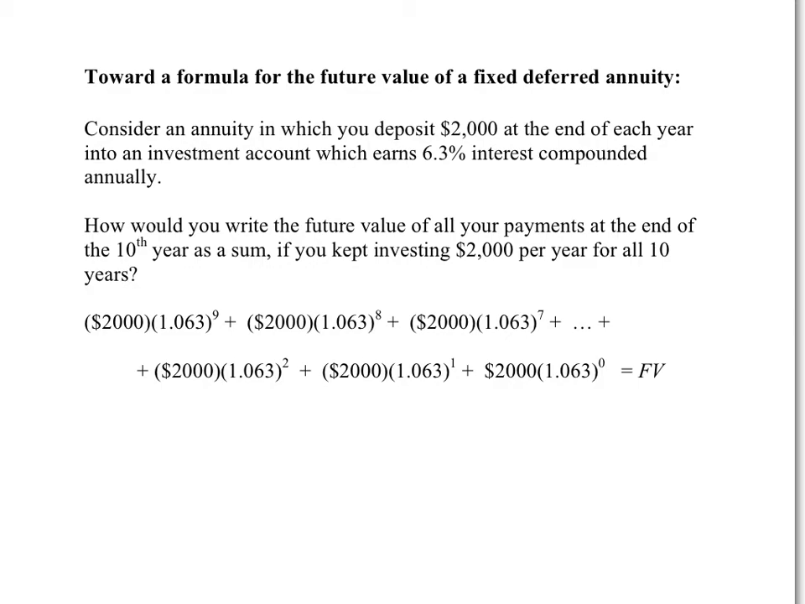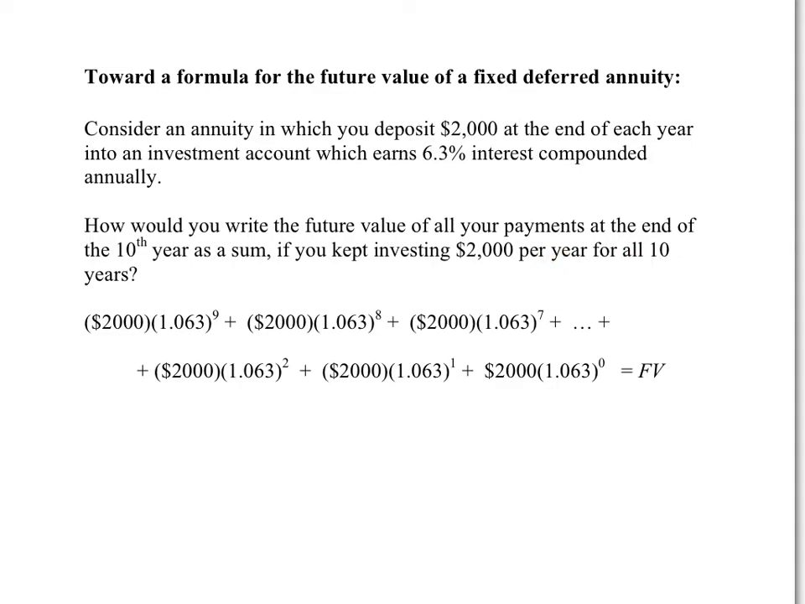Let's work our way towards this formula that's going to save us a lot of work. Consider an annuity in which you deposit $2,000 at the end of each year into an investment account which earns 6.3% interest compounded annually. We'll come back later and deal with more frequent compounding. For the moment, we just have annual compounding. How would you write the future value of all your payments at the end of the 10th year as a sum if you kept investing $2,000 per year for all 10 years?